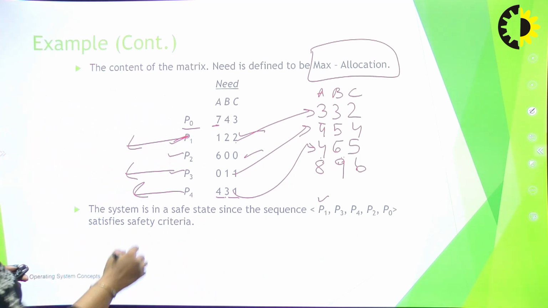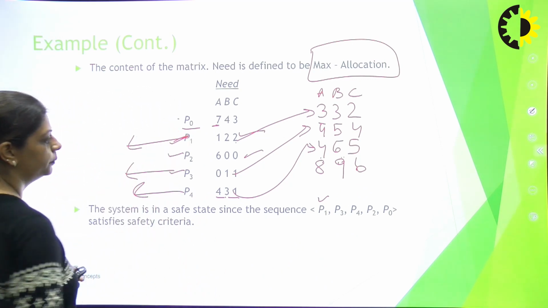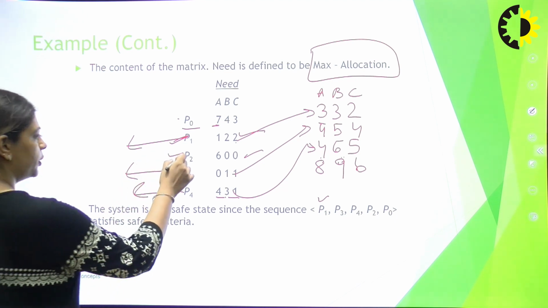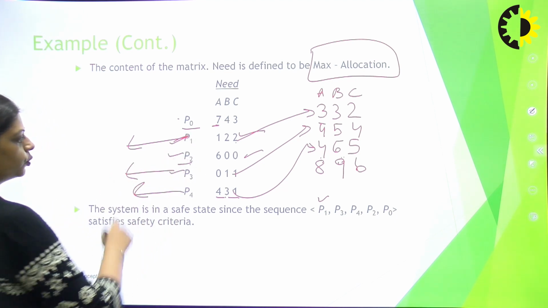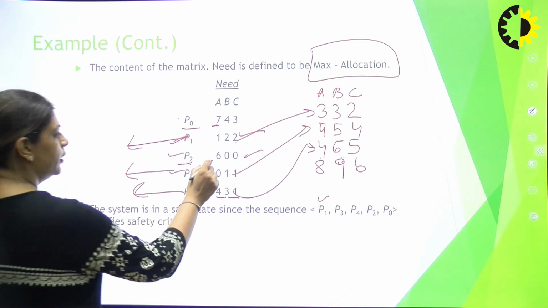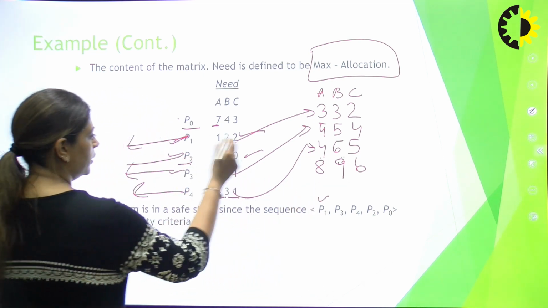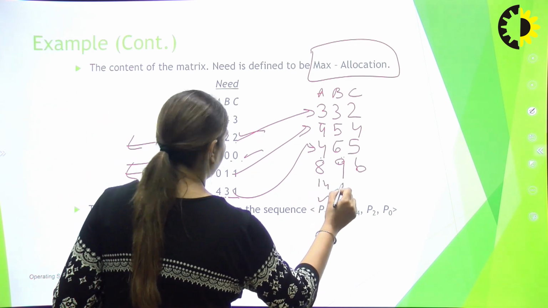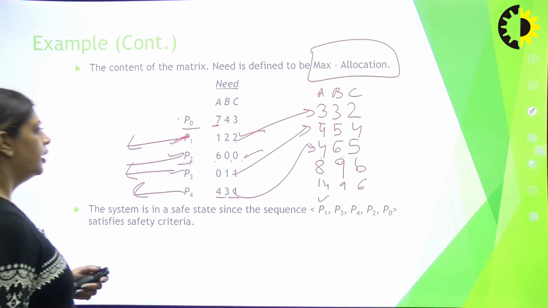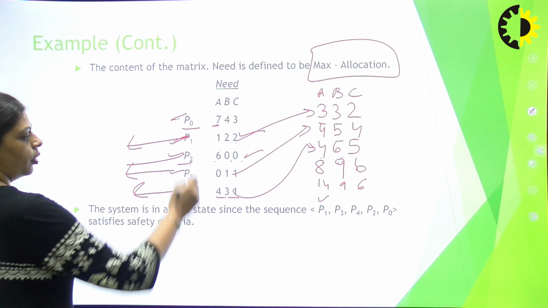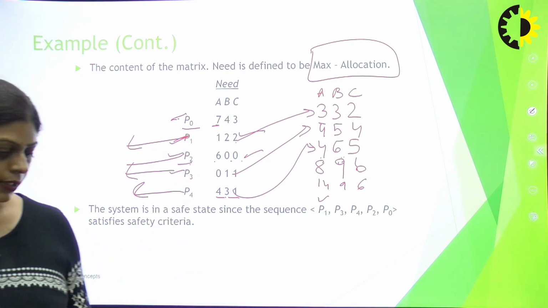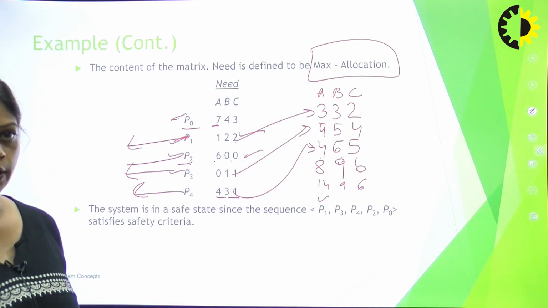Now we come back to P0 and P2. Because 2 is checked first, P2 will be completed, needing 6 0 0, and we have enough available, so it will be completed. These resources will be added to the available, giving 14, 9 and 6. Now the demand of P0 will also be completed. So this is not a deadlock.